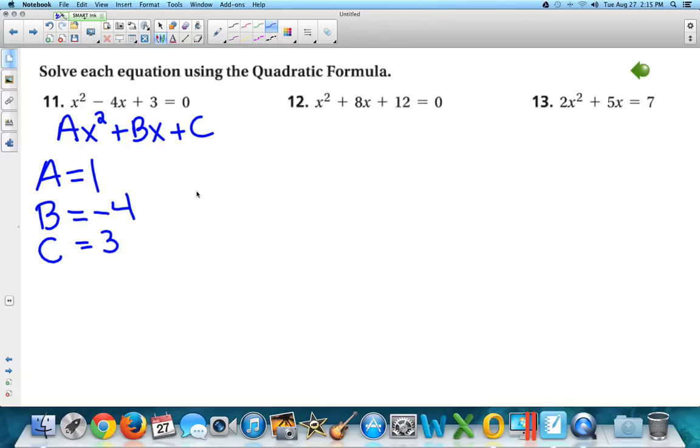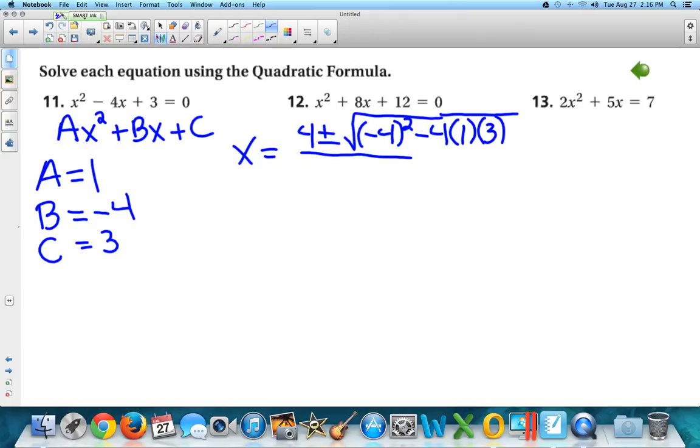Now all I'm going to do is substitute into my formula and simplify. x equals negative b, but b is already negative, so when I substitute a negative number into a negative variable, I get a positive 4, plus or minus the square root of b squared, so that's negative 4 squared, minus 4 times a times c. Put all of this over 2a, so 2 times 1.